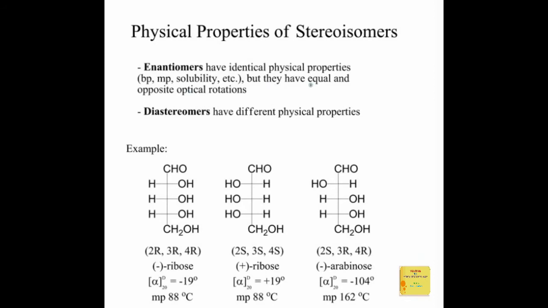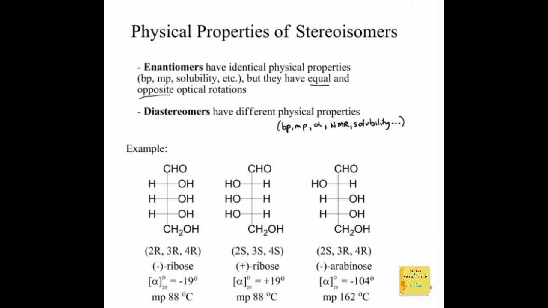It turns out they have equal and opposite optical rotation. So if one enantiomer rotates it clockwise, the other enantiomer is going to rotate it counterclockwise. One will have a plus angle and the other will have a minus angle of the exact same magnitude. When we're comparing diastereomers, stereoisomers that are not enantiomeric, that are not mirror images of each other, they just have different physical properties. So again, anything you can imagine, boiling point, melting point, their optical rotations, their NMR, their solubilities, everything you can imagine. They may coincidentally be similar, but they are not going to be identical.